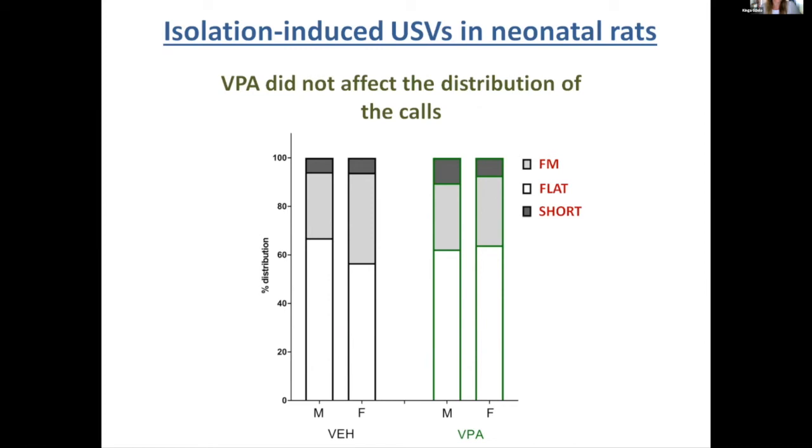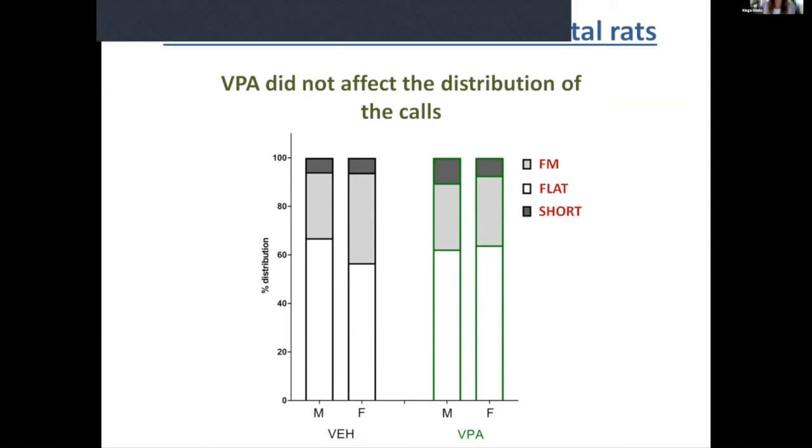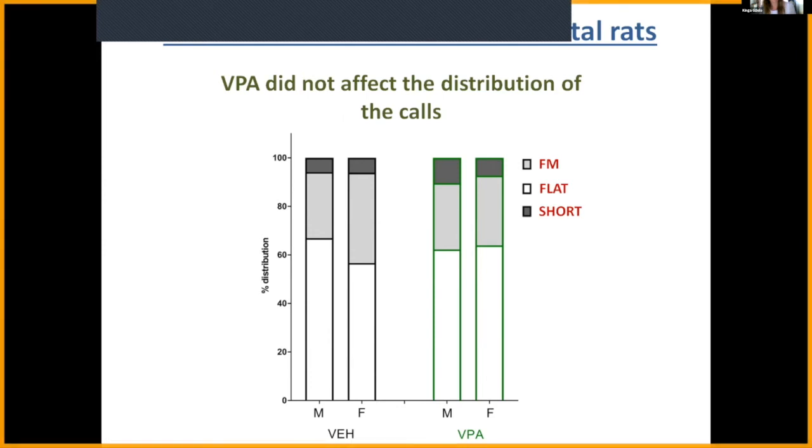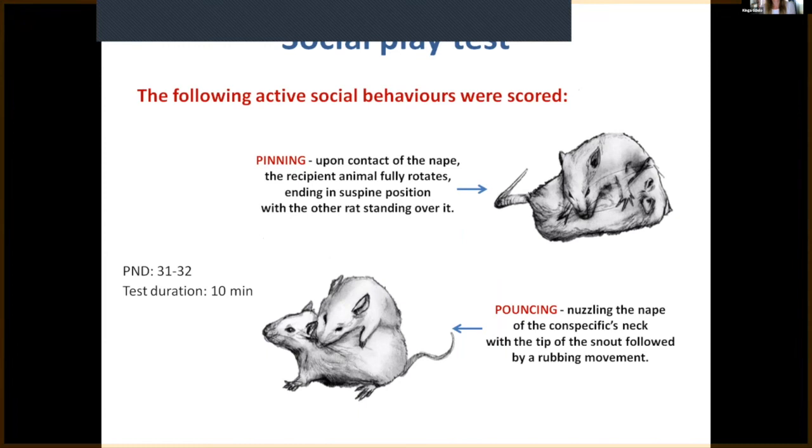We also looked closer at the distribution of the frequency modulated calls, flats and shorts, and we did not observe any changes, but as you can see, the complexity of the calls is rather simple with prevalence of flat calls. Actually, this is normal because complexity of the calls develops with pups' age. So we might assume that adult rats will have more complex calls than pups, and you will see that in a few moments. Then on postnatal day 30, 31, 32, we performed the social play test.